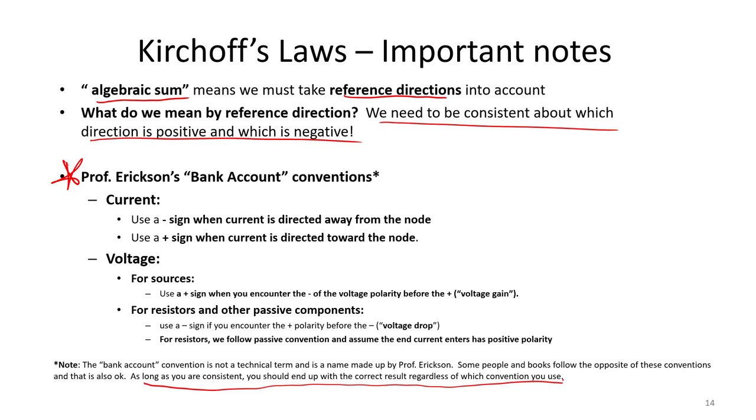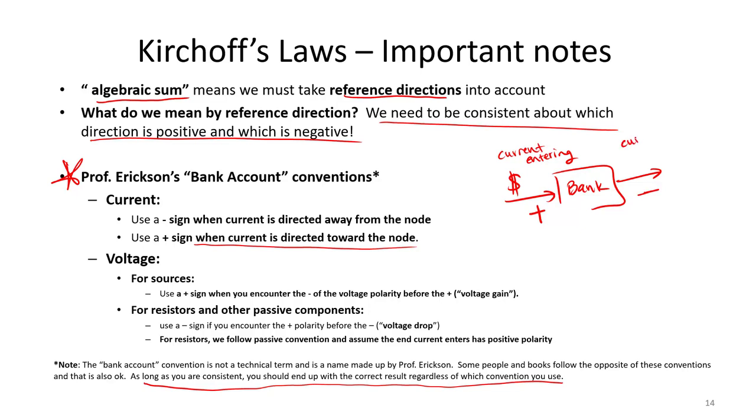So I like to use what's called the bank account convention. You can think of it like money in the bank account, right? If money goes into the bank, then that is positive. Just like if current is entering a node, current entering is just like money entering. It's positive. It's entering your bank account. However, if you spend money, or if current is leaving, we treat that current as negative.